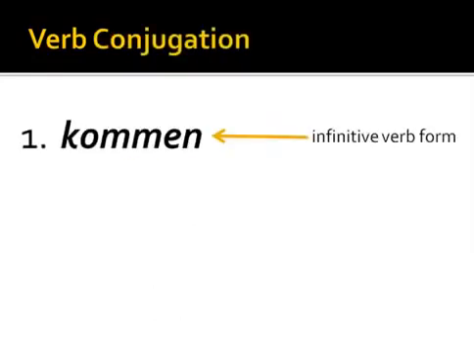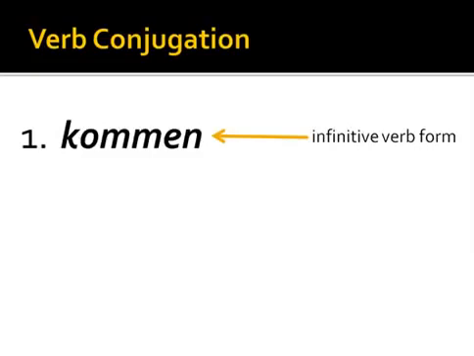So I want to move now to our discussion of verb conjugation. Now what a conjugation is, it simply means that I move a verb through its different forms. So I come, you come, they come, we come, he comes. Those are all verb conjugations.